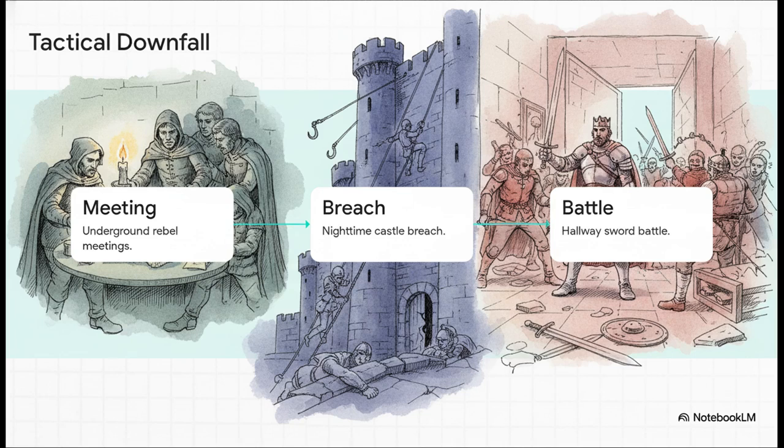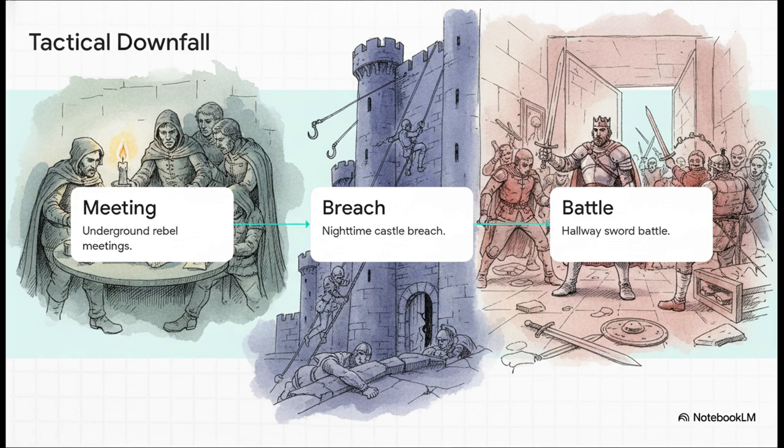Here's the tactical sequence of the castle's fall, laid out step by step in the prompts. First, the underground rebels finalize their plans. Then, an intense action scene erupts as rebels breach the castle at night, taking the guards completely by surprise. Finally, we reach the climax. The king wakes up to the attack.